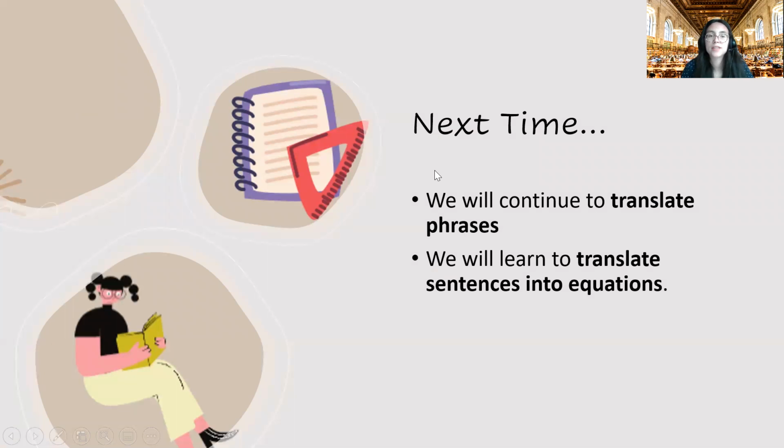So that is the end of our lecture for today. Next time we will continue to translate phrases, and we will also learn how to translate sentences into equations as well. I hope you found this helpful. Make flashcards for all of the phrases that we learned today. They would be really helpful. And for subtraction and division, I encourage you to look back at those and really demonstrate to yourself that order does matter.